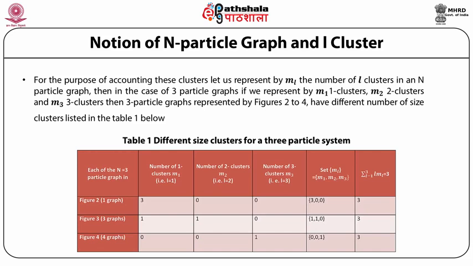For figure 3, 3 graphs, the number of 1 clusters M1 is 1, the number of 2 clusters M2 is 1, the number of 3 clusters M3 is equal to 0, and the set ML is 1, 1, 0, such that the sum over L equal to 1 to 3 of L·ML is again equal to 3. In figure 4, 4 graphs, the number of 1 clusters M1 is 0, the number of 2 clusters M2 is equal to 0, the number of 3 clusters M3 is equal to 1, such that the set ML is 0, 0, 1, so that the summation over L equal to 1 to 3 of L·ML once again turns out to be 3.